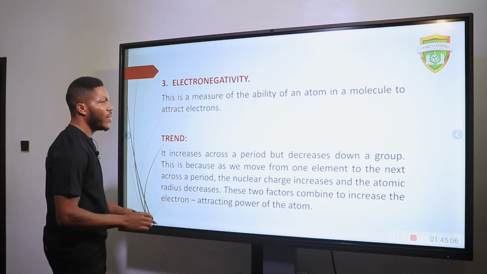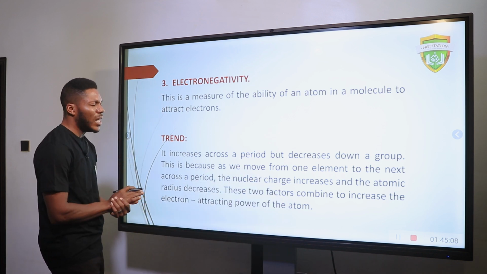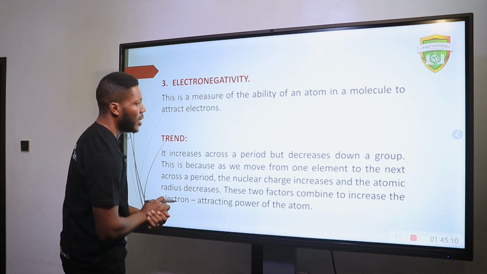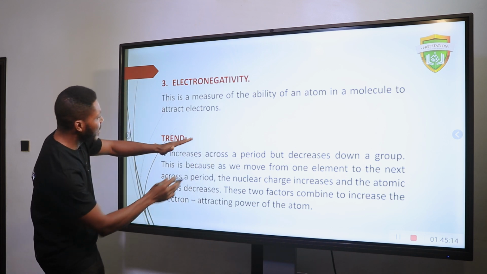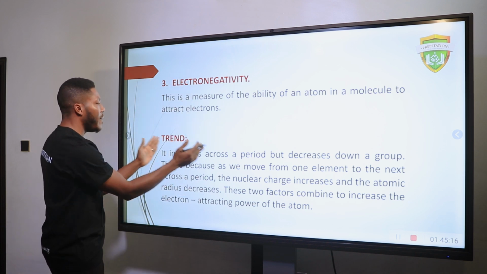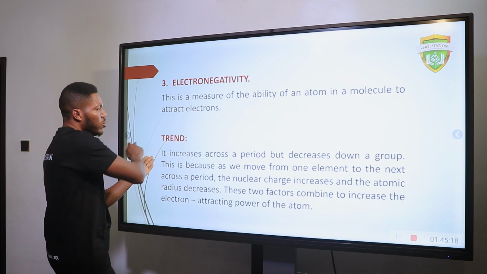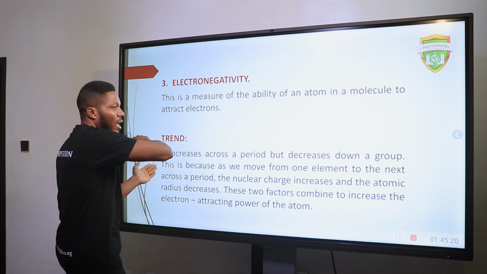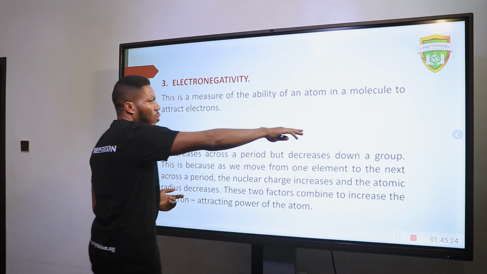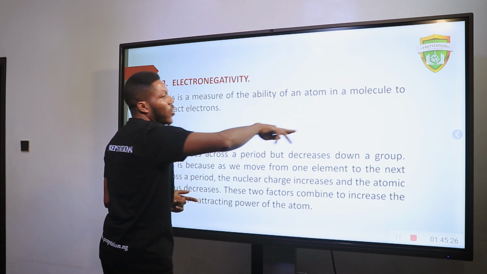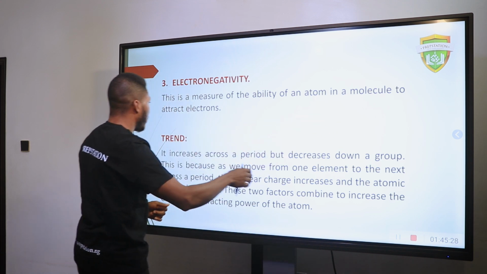For example, if I look at the elements of, let's say, period 3, the first two groups are metals. So as you move across the period, the electronegativity keeps on increasing till you get to fluorine or chlorine or bromine and so on and so forth.